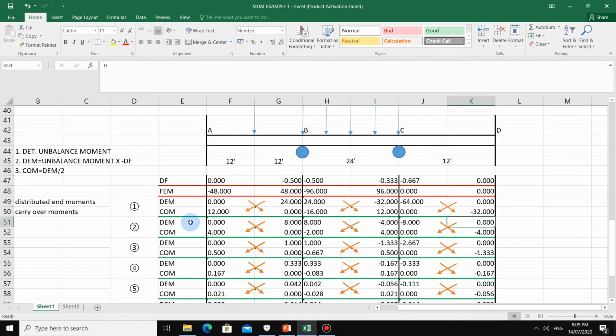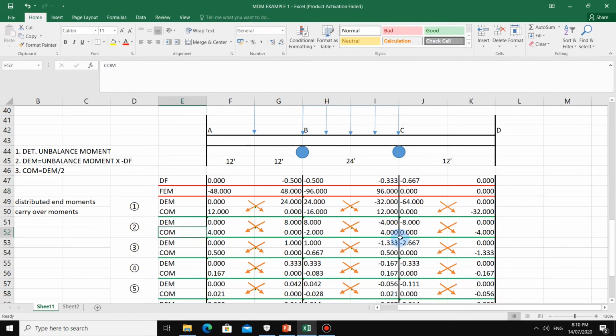So again, we have the DEM, guys, then proceed to the carryover moments. Okay, so this one carries over 0. Then the 8 carries over half, so 4. This 8 carries over 4. Then negative 4 carries over negative 2. Then negative 8 carries over negative 4, then 0. Okay, so that completes the second cycle.